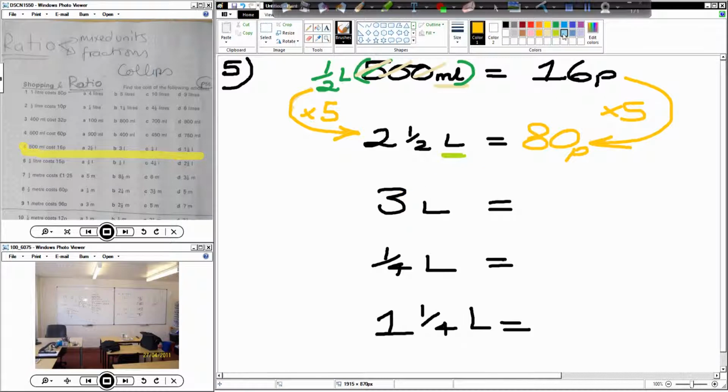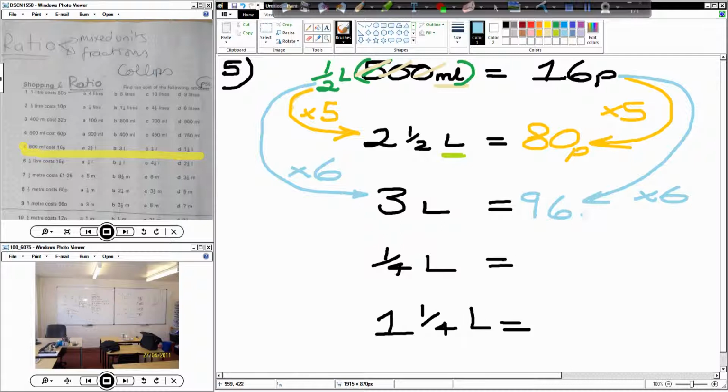I need to get to 3 liters. Who's going to give me the next one for 3 liters? How do I get to 3 liters? Where do I go from? Fatima. Half a liter. Excellent. Half a liter to 3 liters. How many half liters are there in 3 liters? Times by 6. Excellent. Well done. So we have 16p times by 6. 10 times by 6 is 60. 6 times by 6 is 36. 60 add 36 is 96p.